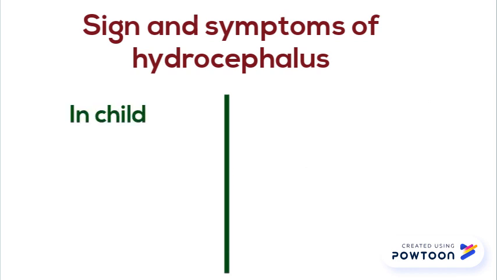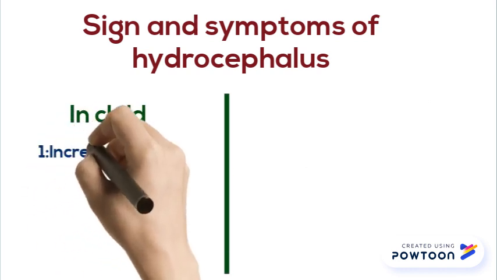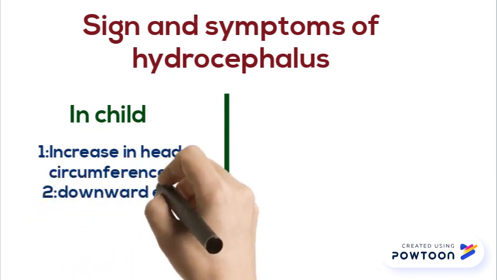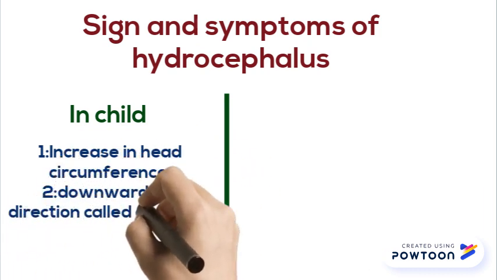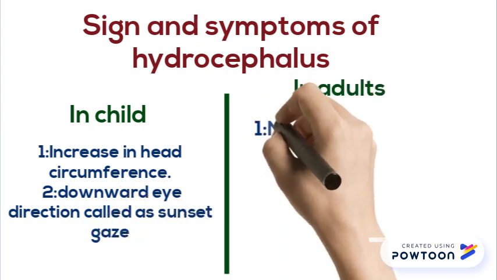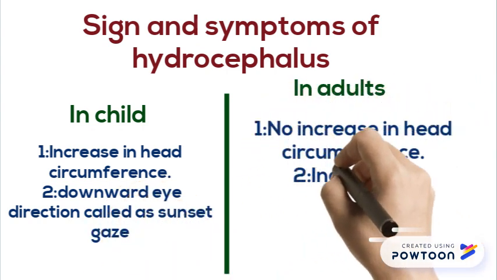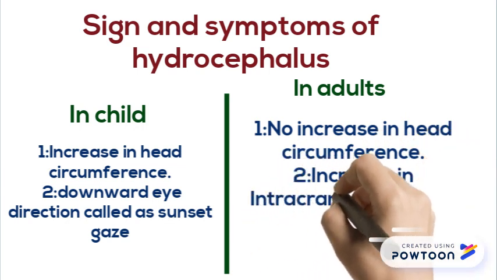In a child, the sutures are not closed, so there is an increase in the head circumference and a downward deviation of the eyes called sunset gaze. But in adults, the cranial sutures are closed, so there is no increase in the head circumference, but there is an increase in the intracranial pressure characterized by vomiting and headache.